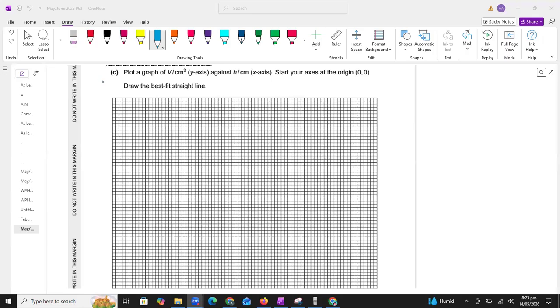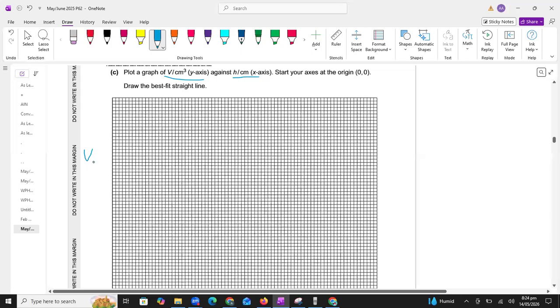Part C. In part C, they are saying plot a graph of volume in centimeter cube on the y-axis against h in centimeter on the x-axis. Start your axes at the origin 0, 0. So the examiner has restricted us to start the axes from the origin. Draw the best fit straight line. Best fit straight line means we don't need to join all the points. We have to draw the best fit line, right? We have to join the maximum points. All right. So basically on the y-axis, we have to take the volume in centimeter cube. All right.